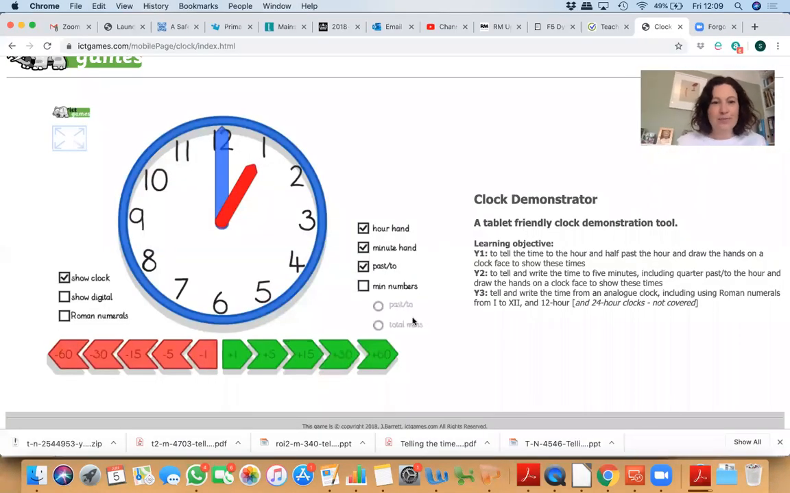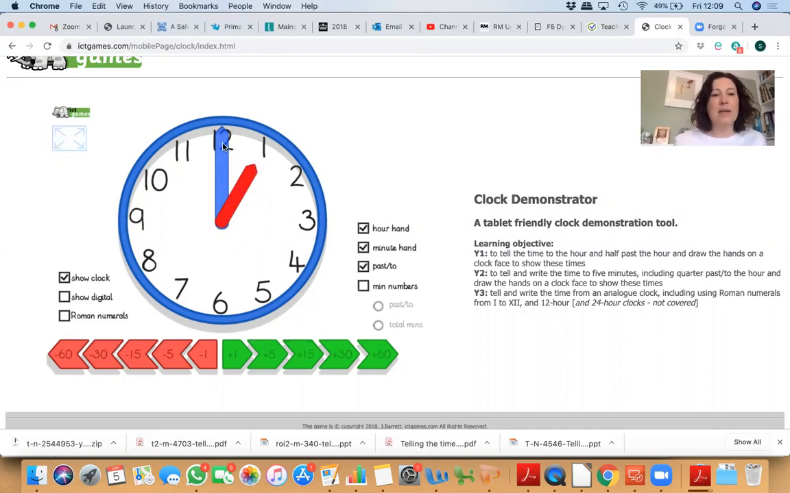Here's a clock. The clock has 12 numbers going around it. These are the hours. There are 24 hours in a day, so the hour hand goes round the clock twice. This is the long hand, so this is the long minute hand, the blue one. This is the shorter hand, so this is the hour hand.